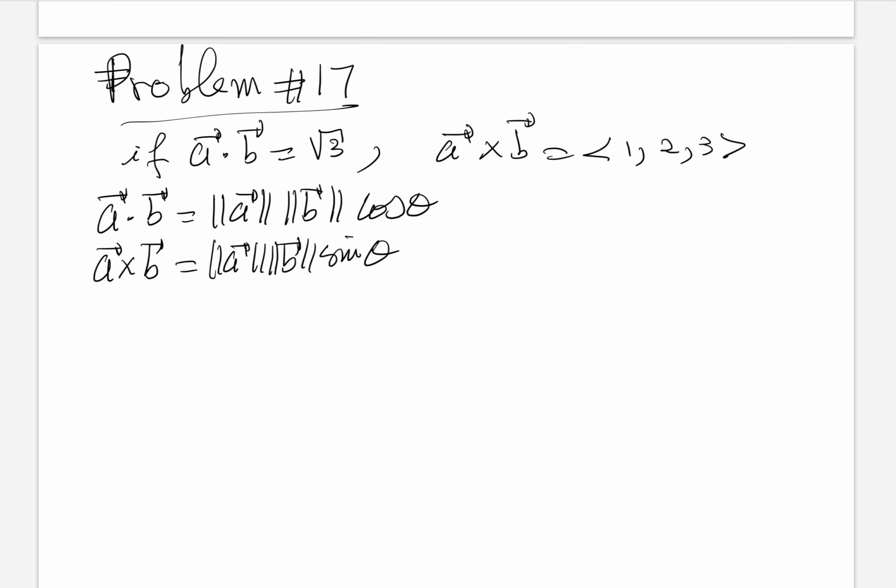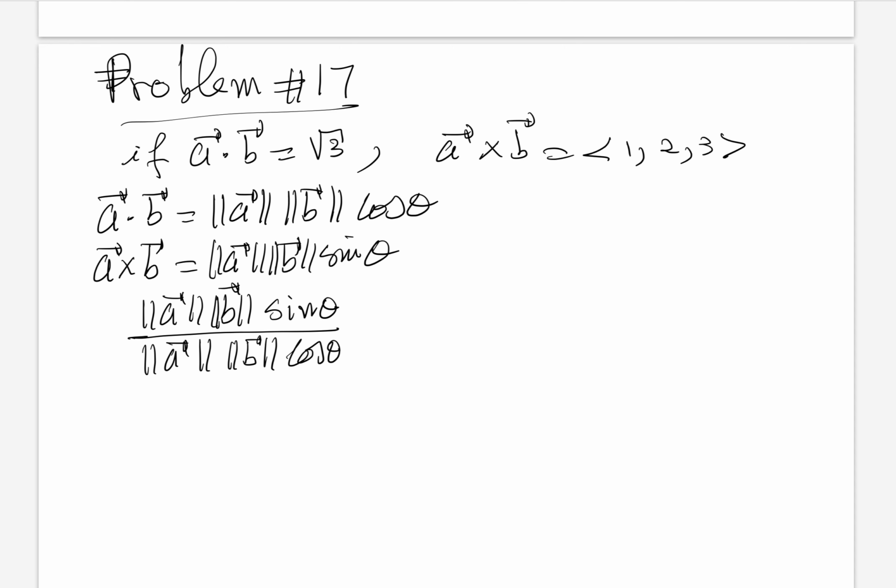So the question asks us to find the angle between them. If you divide both sides, that's our goal. So let's divide them. You have the cross product of a and b. Let me write it down here. You can take the norm of vector a, the norm of vector b, sine of theta, and divide by the norm of vector a times the norm of vector b.